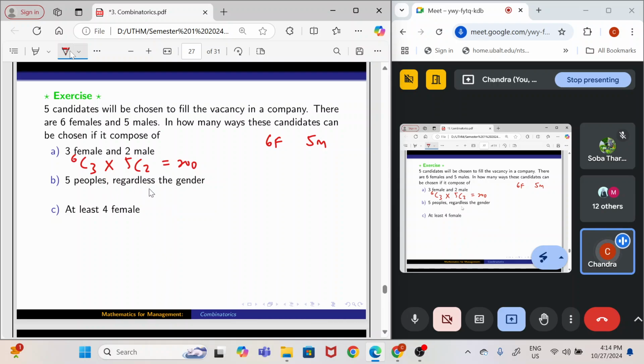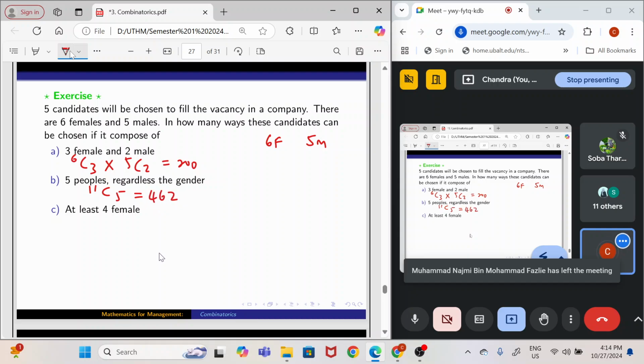Five people regardless of the gender. So basically you can combine this. Out of 11 people, you have to choose 5. So you will get 462.